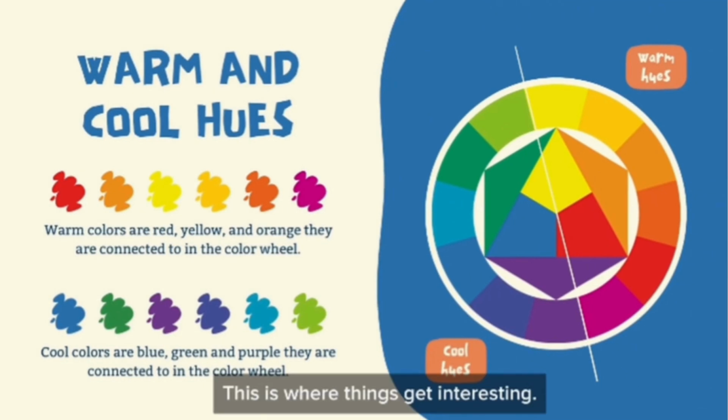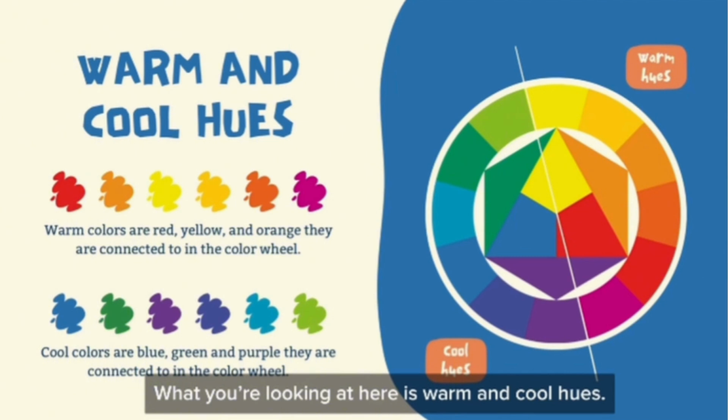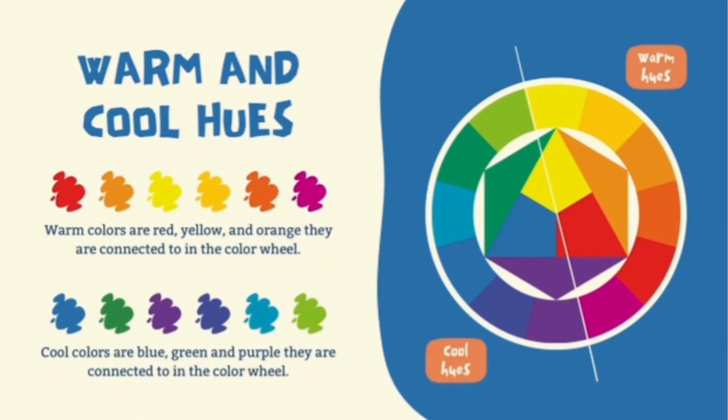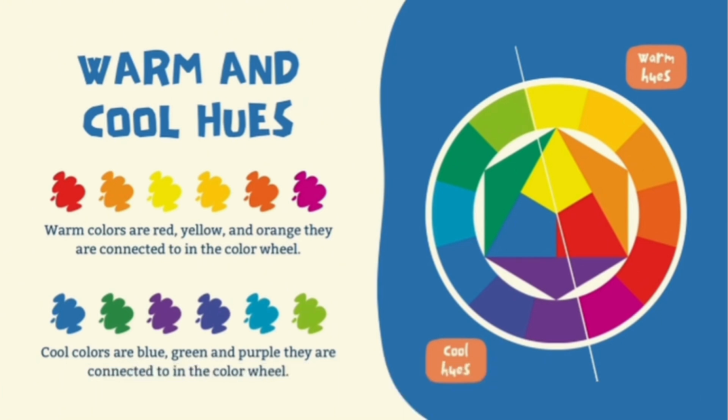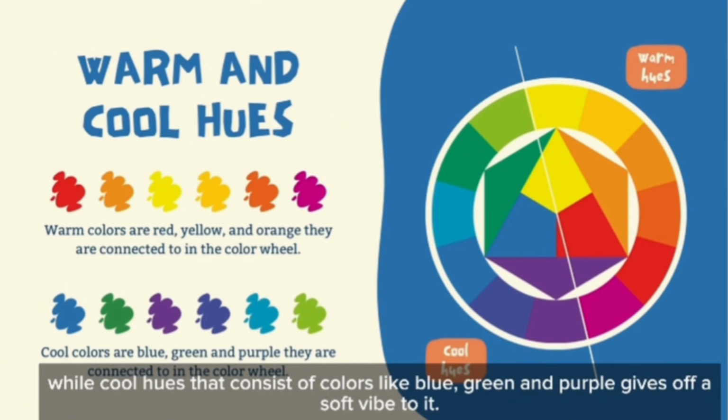This is where things get interesting. What you are looking at here is warm and cool hues. Both hues are grouped based on the feeling they give. For example, colors in warm hues consist of red, yellow, and orange, which give off energetic vibe, while cool hues that consist of colors like blue, green, and purple give off a soft vibe to it.